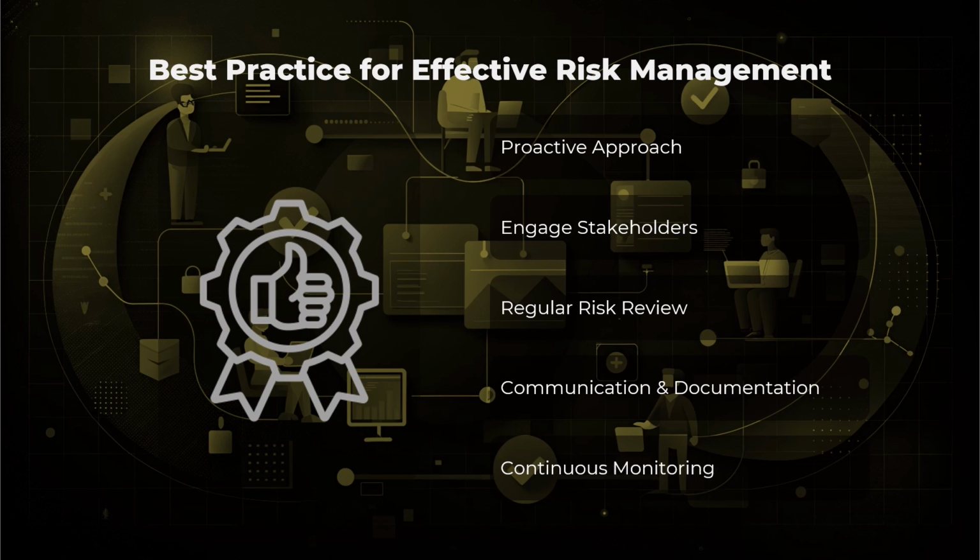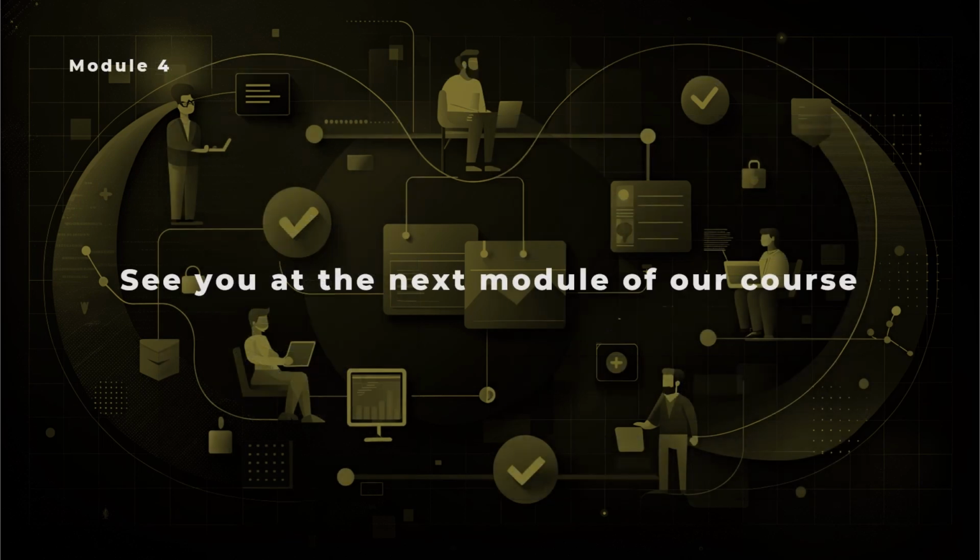By implementing these best practices, organizations can enhance their ability to effectively manage risks and improve project outcomes. A proactive approach, stakeholder engagement, regular risk reviews, effective communication and documentation, and continuous monitoring are critical elements of a comprehensive risk management strategy that mitigates threats and maximizes opportunities for success. In conclusion, systematic identification, assessment, and proactive management of risks are crucial throughout the project lifecycle to mitigate negative impacts and increase the chances of successful outcomes.